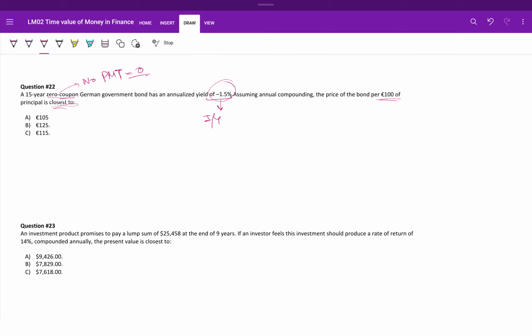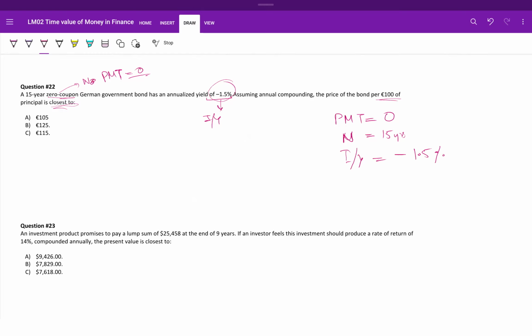First of all, this bond actually has no payment. I am going to assume the coupon payment is 0%. Just give me a moment. The payment, PMT, is zero. N is equal to 15 years. The rate I/Y, and please pay attention, it's negative 1.5%.